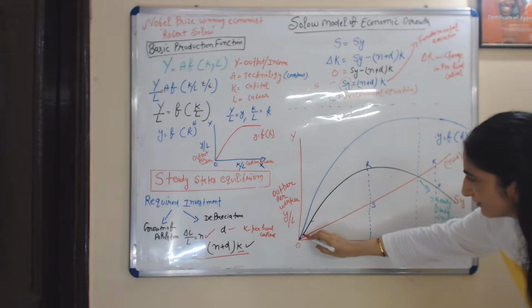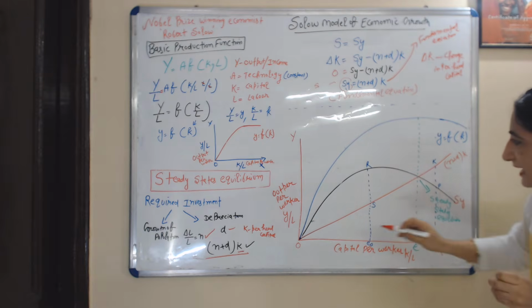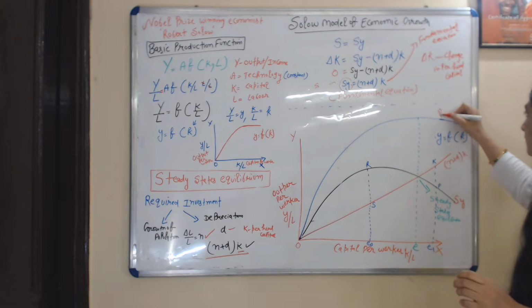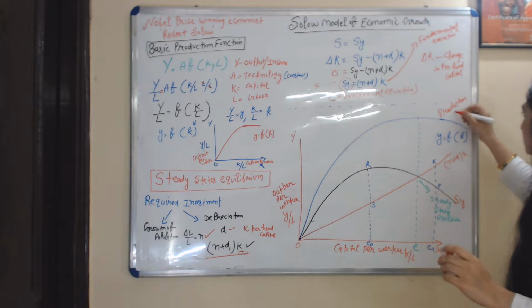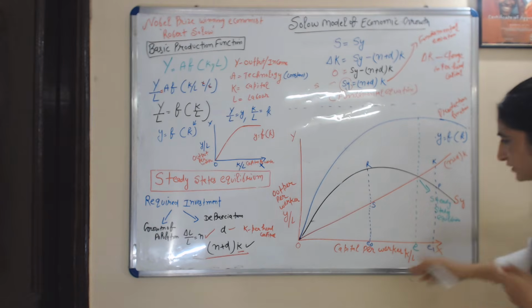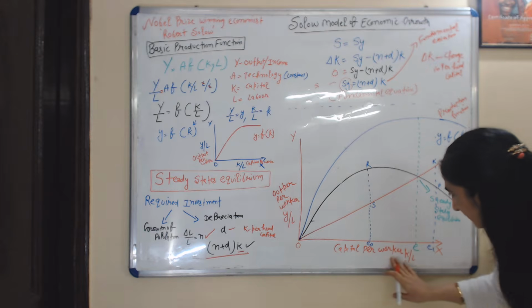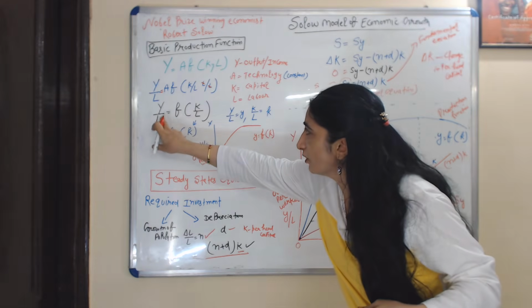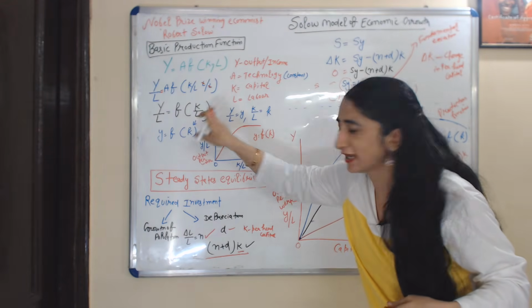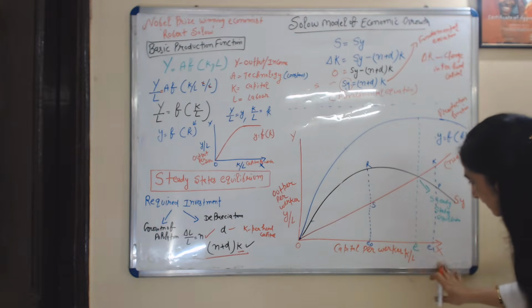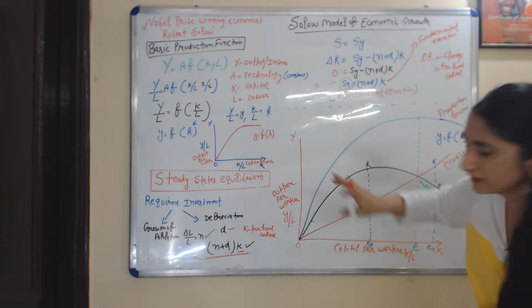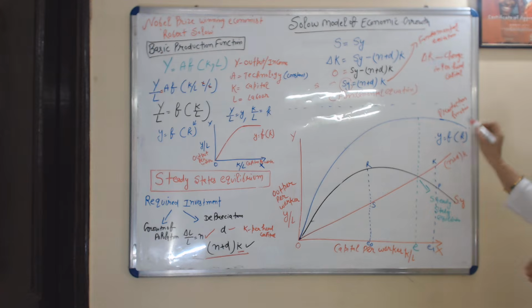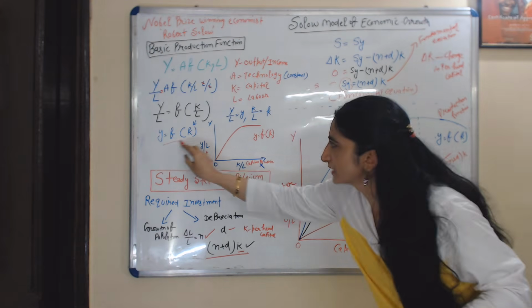This is our diagram. In this diagram, this blue curve represents your production function. On the x-axis we take capital per worker, and on the y-axis we take output per worker. As we discussed, y over L is your output per worker and k over L is your capital per worker. This is your production function, as we discussed earlier.